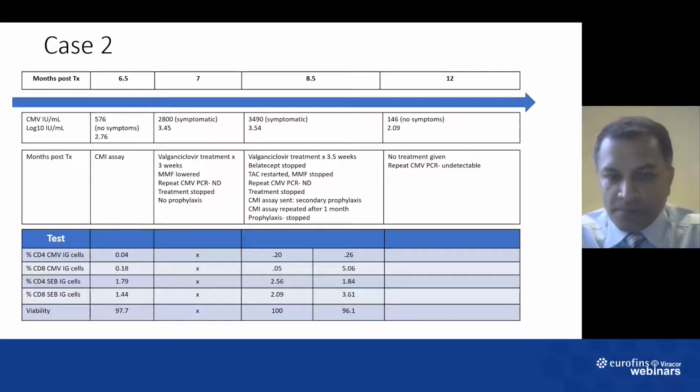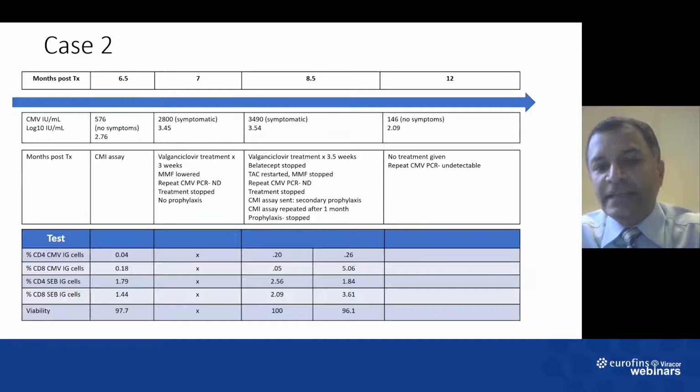Again, after stopping the primary prophylaxis, around 4 to 5 weeks later, he presents again with symptomatic illness with significant amount of viremia along with low level of symptoms. So again, he undergoes valganciclovir. At this point, belatacept was stopped, tacrolimus was restarted, and the levels were monitored closely. Mycophenolate was stopped. Within 3.5 weeks of therapy, his sequential CMV PCR viral loads became non-detected.